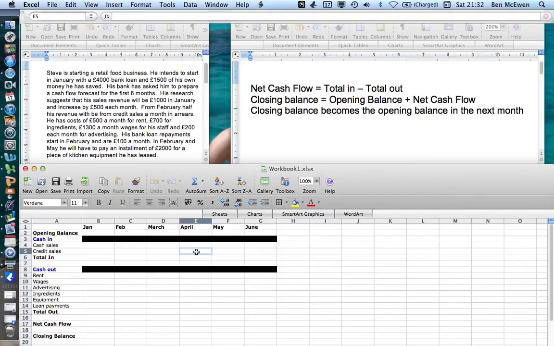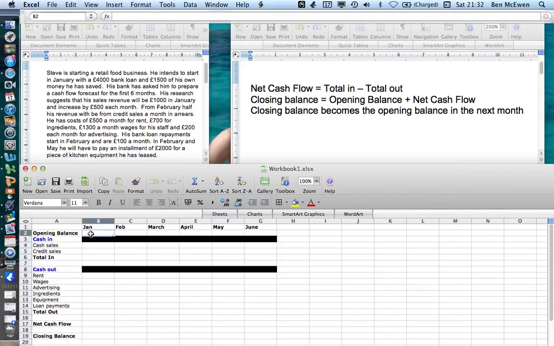So if you want to pause the video now, copy down the cash flow forecast, have a go at filling it in yourself, and then start the video again to see the explanation of how it should be filled in. Okay, so hopefully you've had a good go at completing this, and now you can follow along and see how it should have been done.